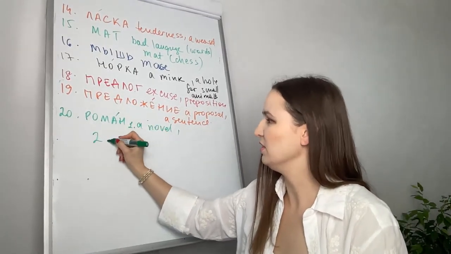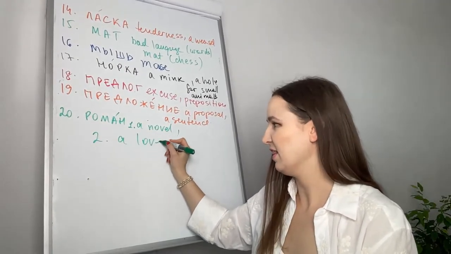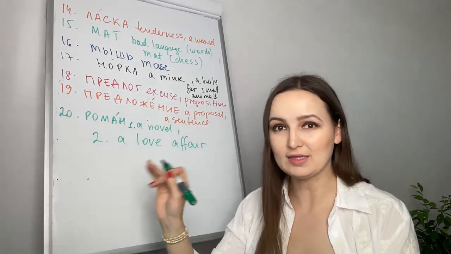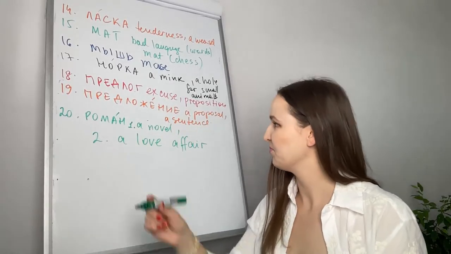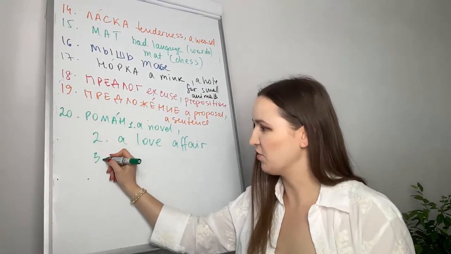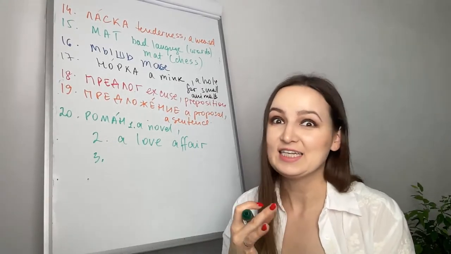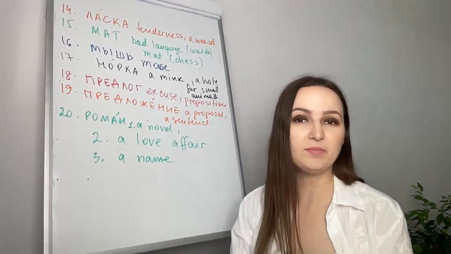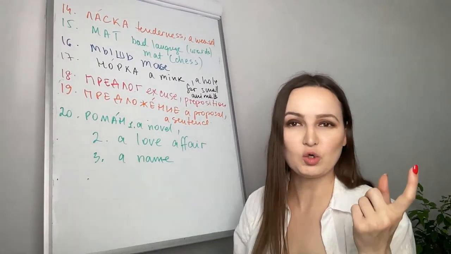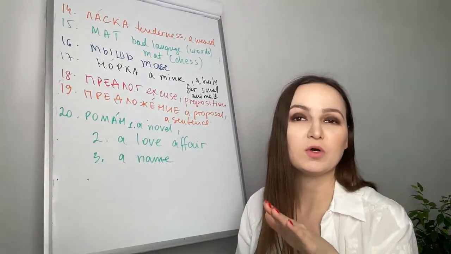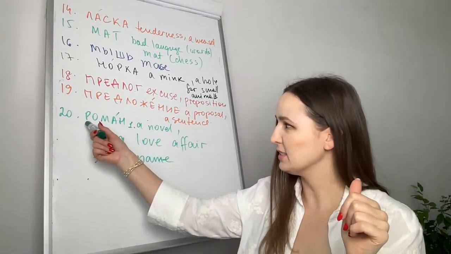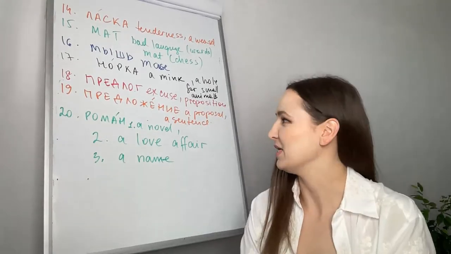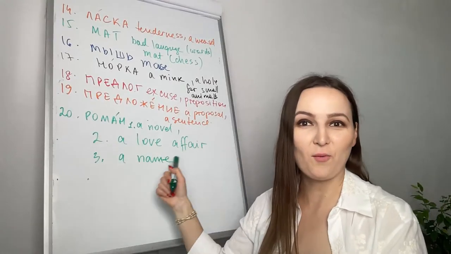First one is a novel. Two, a love affair, as in у них роман, they have a love affair. Or a novel. And the third meaning is a name. Роман is a man's name in Russian language. Or short, we call him Рома. Рома is the short version and the full version is Роман. Did you know this name? Yes, it is a name. So a novel, a love affair, or a name.